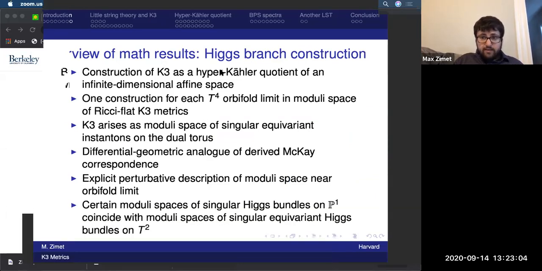Okay, so now let me give an introduction for the math audience. I told you we're going to have two constructions. One is the Higgs branch construction. The idea here will be to construct K3 as the hyper-Kahler quotient of an infinite dimensional affine space. Concretely, there will be 3 moment maps, and we'll study the vanishing locus of those moment maps in this infinite dimensional space. And then we'll quotient by some infinite dimensional Banach-Lie group, and that will give a K3 surface.